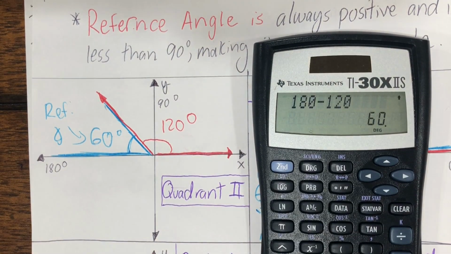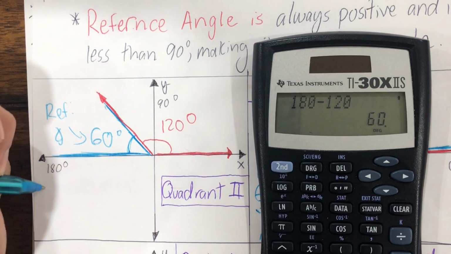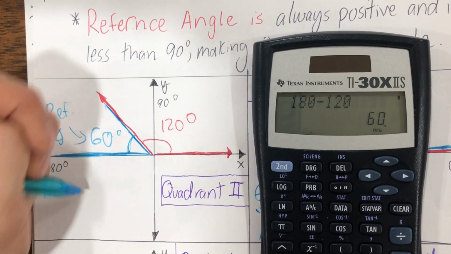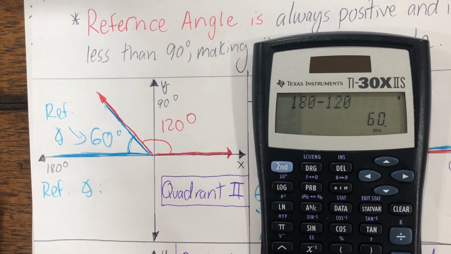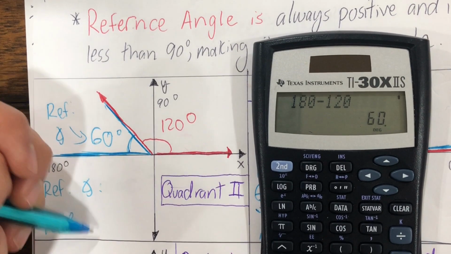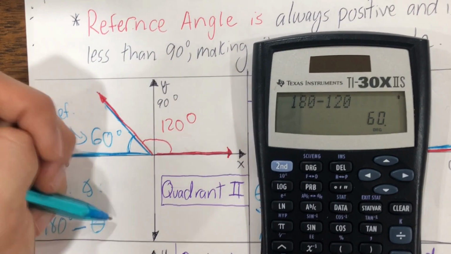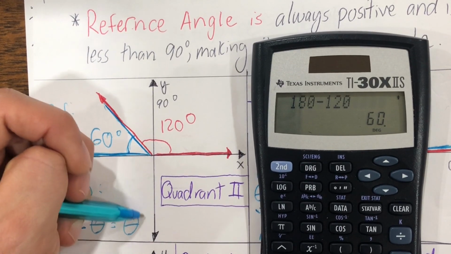So to calculate a reference angle in quadrant 2, all I need to do is take 180 degrees and subtract the given angle measurement, which is theta. And that's going to give me my reference angle.